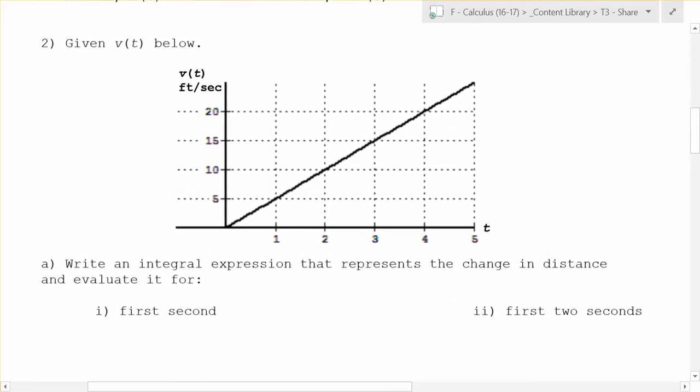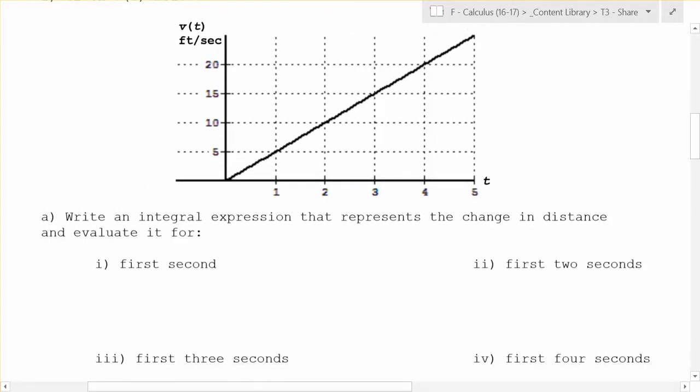The velocity is increasing, right? So the acceleration is constant, but the acceleration is positive. Write an integral expression that represents the change in distance and evaluate it for the first second and the two seconds. So the area under the curve for velocity gives you the displacement. We've said that many times, right? So if I wanted to know the change in distance for the first second, that would be the integral from what to what? 0 to 1 of v of t dt, right?